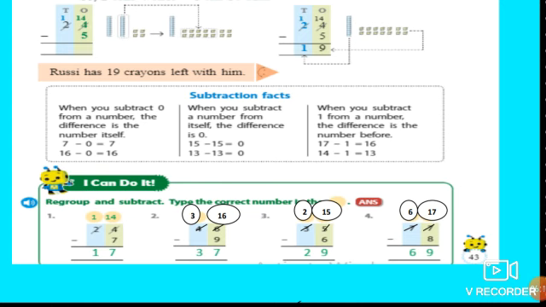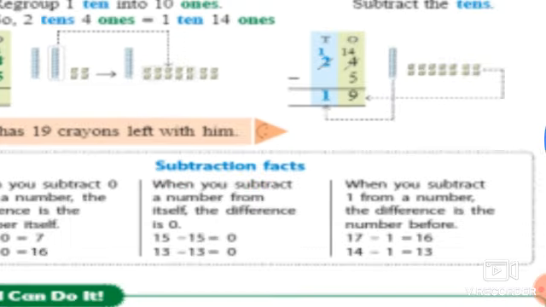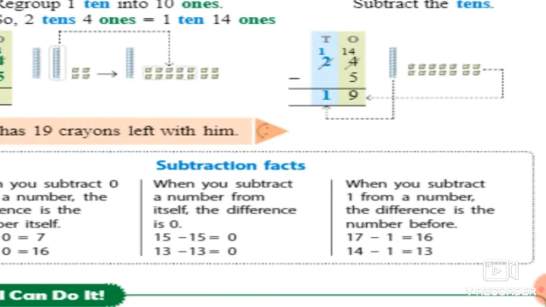Come to the second subtraction fact, students. It says, when you subtract a number from itself, the difference is 0. For example, when we are subtracting 15 from 15, that is 15 minus 15, the answer will be 0.